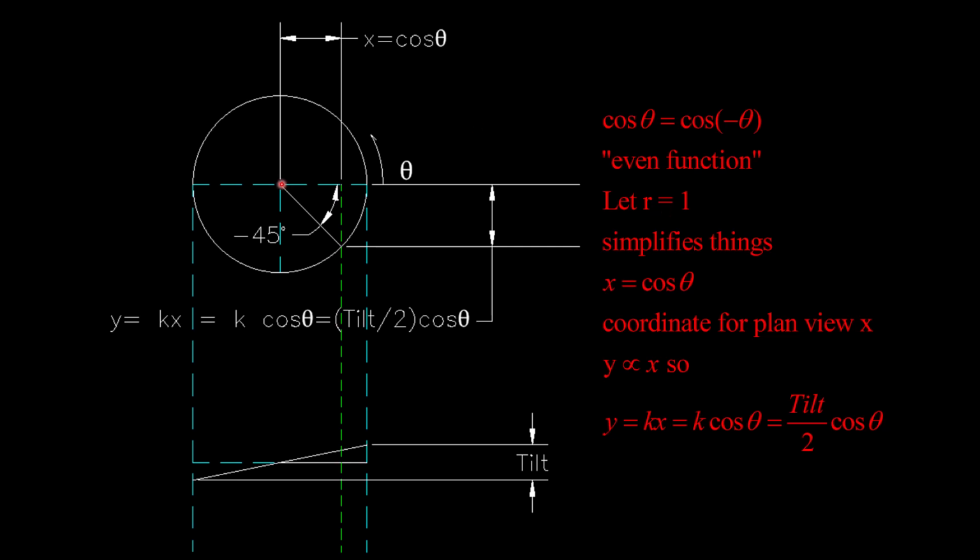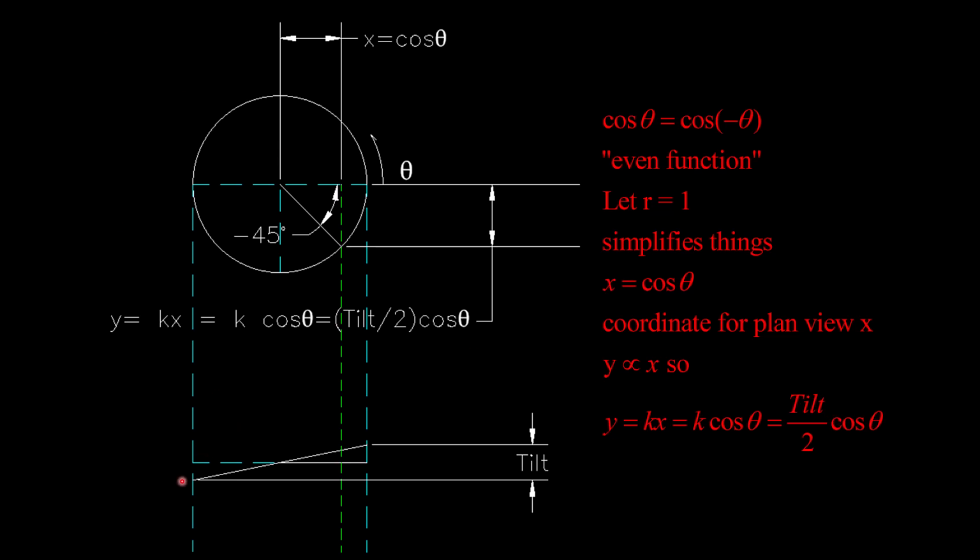And this distance from the center of the circle to the point of interest, in other words, this point or this point, how high up they're tilted, this distance is the cosine of theta. And since the elevation of the tilt is proportional to the distance away from the strike line, as shown here, we can say that y is proportional to k, some constant, times the cosine of theta. We can further define this constant as the tilt divided by 2, times the cosine of theta.